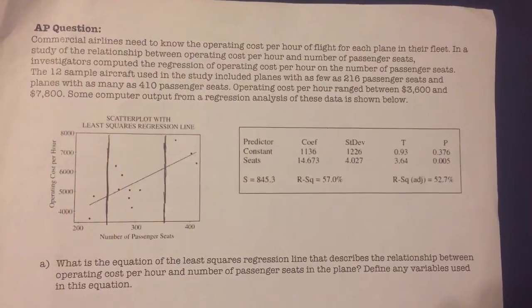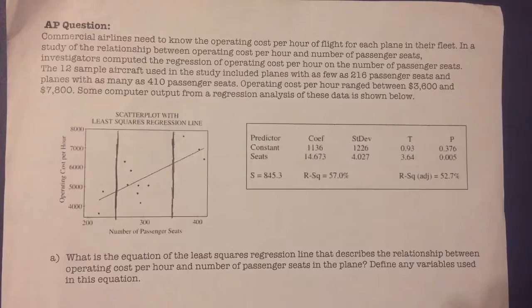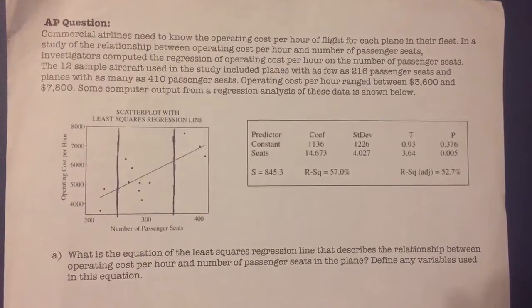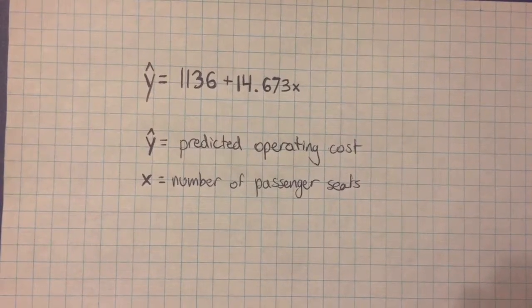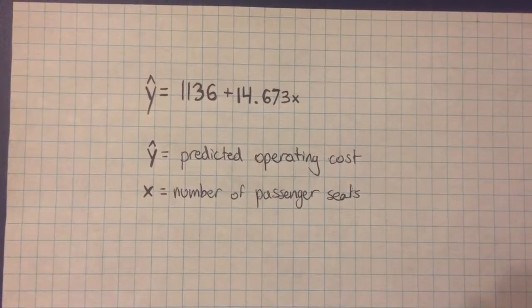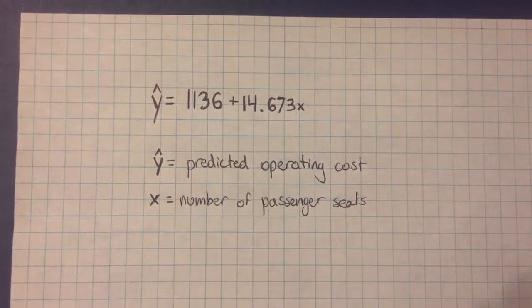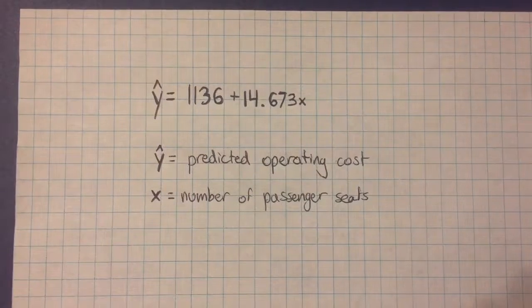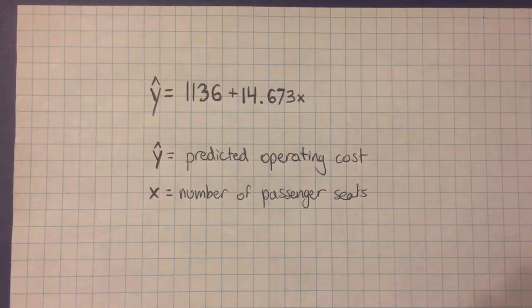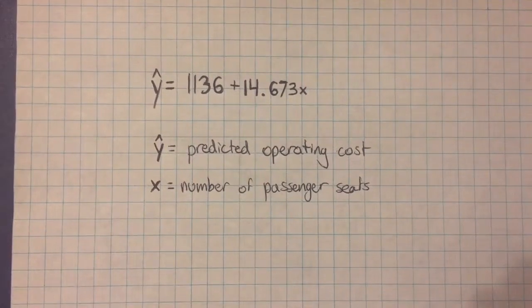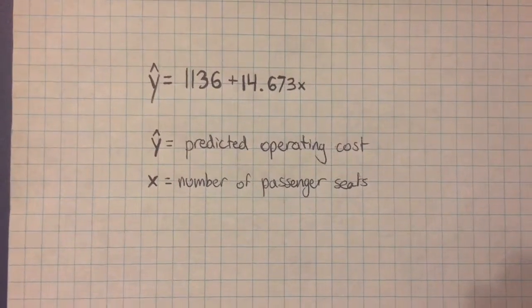For the AP question, we get a plot and some value for that plot with the least squares regression line on it. From the values we're given, we look at the coefficient for constant and the coefficient for seats, and we get that y hat equals 1136 plus 14.673x, with y hat being the predicted operating costs and x being the number of passenger seats.